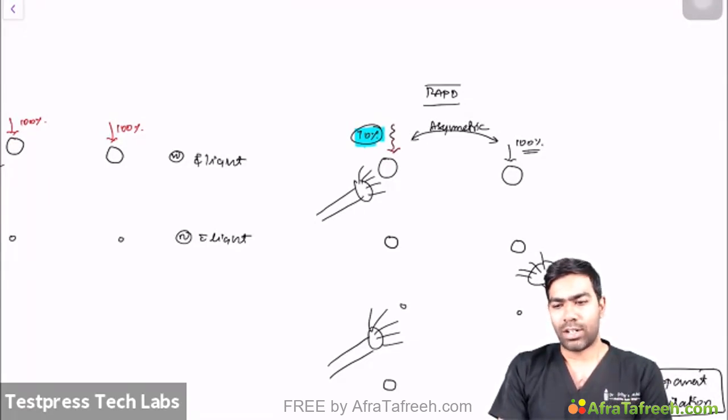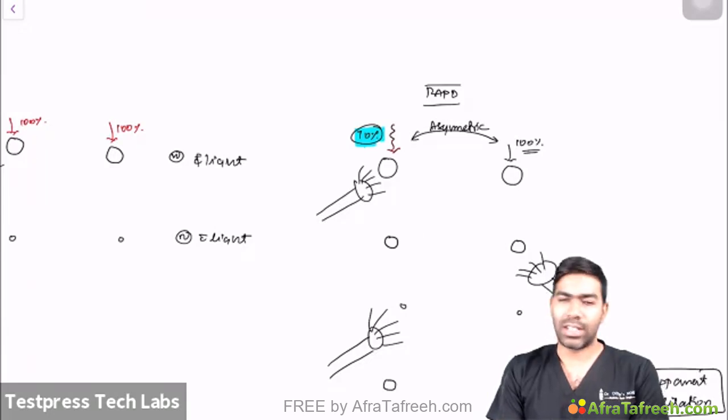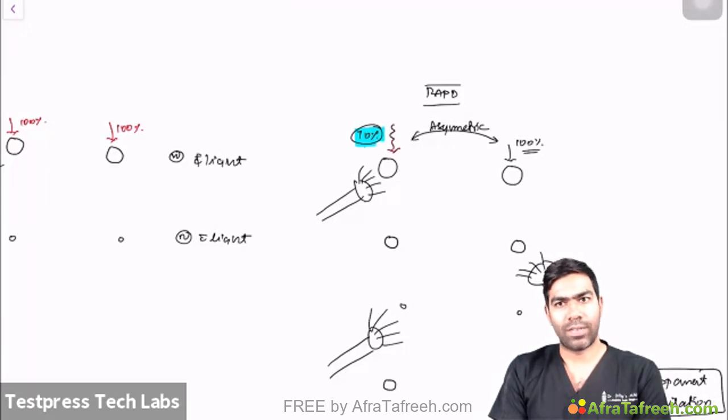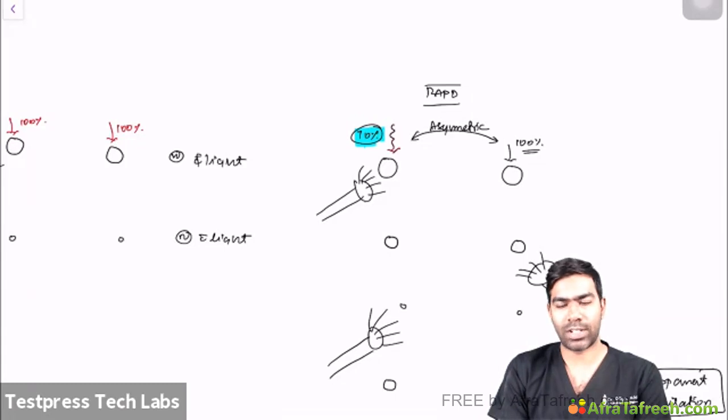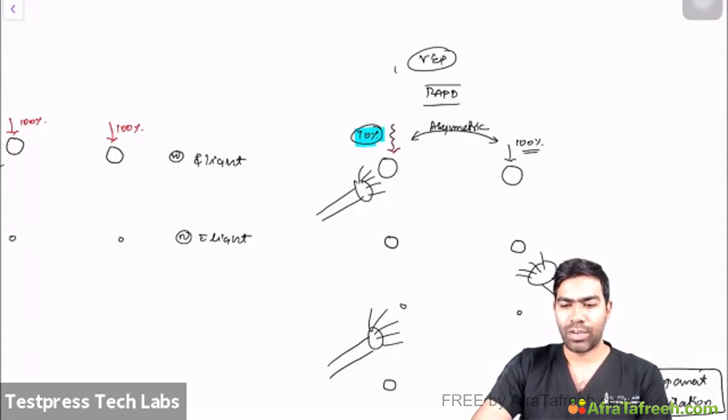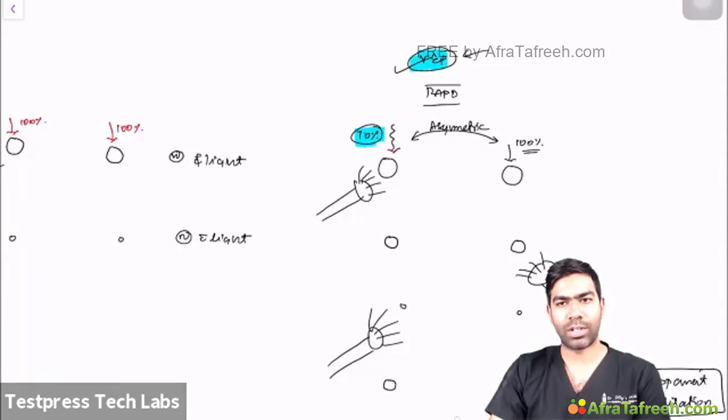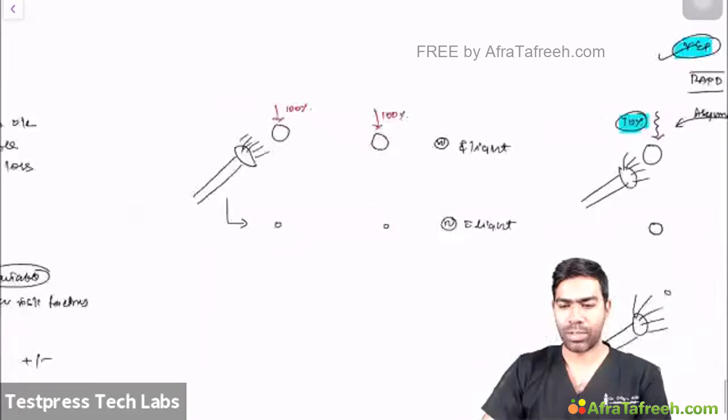What is the gold standard investigation for RAPD? If you want to detect this in a technical way, what is that investigation? RAPD is a clinical way of finding out an optic nerve problem. What is a technical way to find out a problem in the optic nerve? There is something called VEP, visual evoked potentials. VEP is the gold standard, basically. RAPD is only clinical, you can predict, but to confirm an optic nerve issue, you have to do a VEP, visual evoked potential. That's going to be the most important investigation.